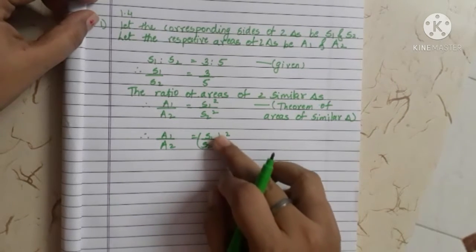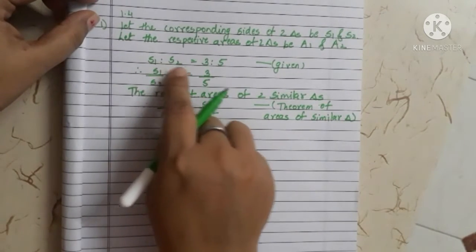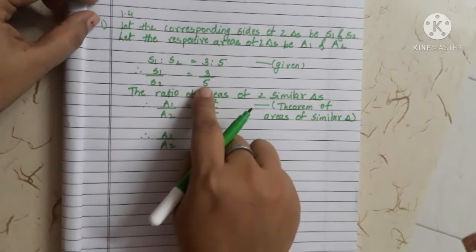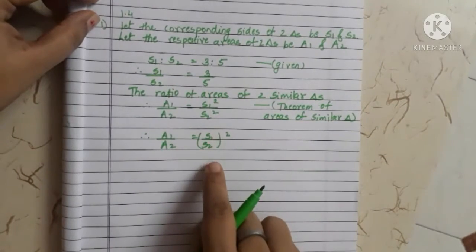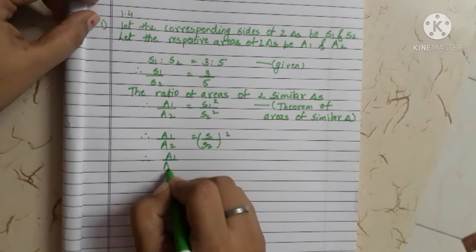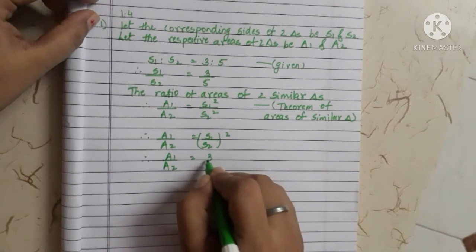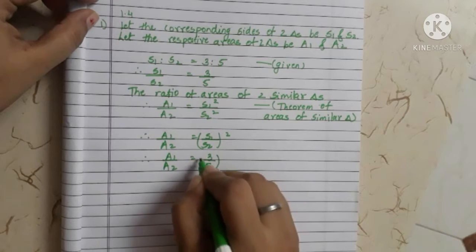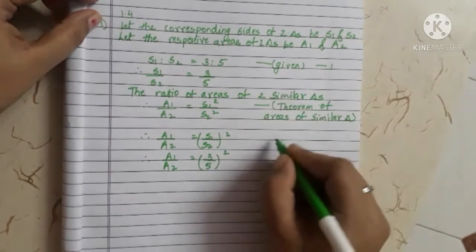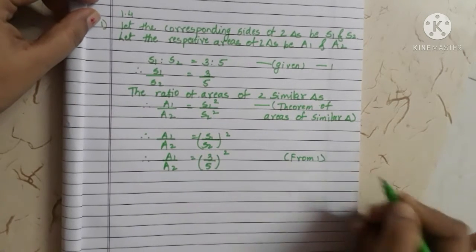Yes, now we will substitute the value of S1 and S2. Children, it is already given in the question. S1 is to S2 is 3:5. See here I have written like this: S1 upon S2 is equal to 3/5. So we will substitute the value here. Therefore I will get A1 upon A2 is equal to 3/5 the whole square. This is 1 and you can write here from 1.